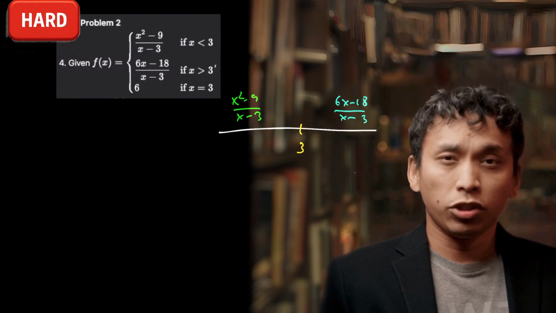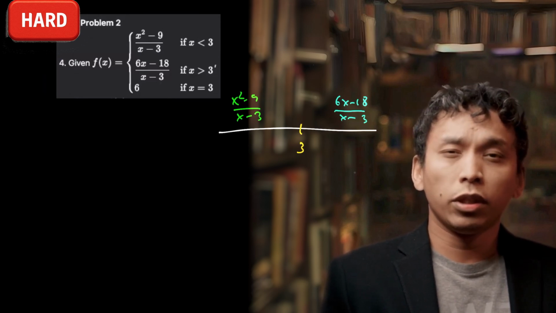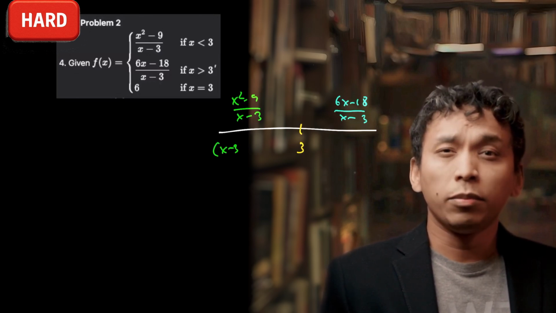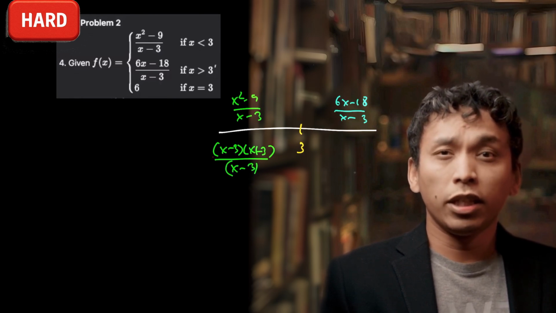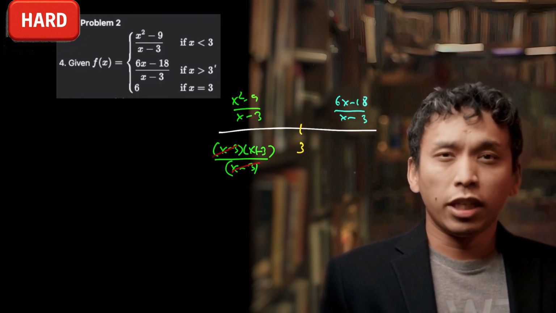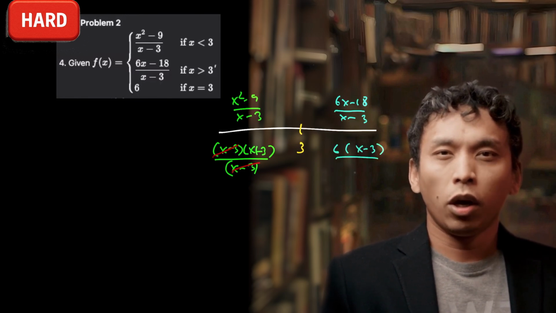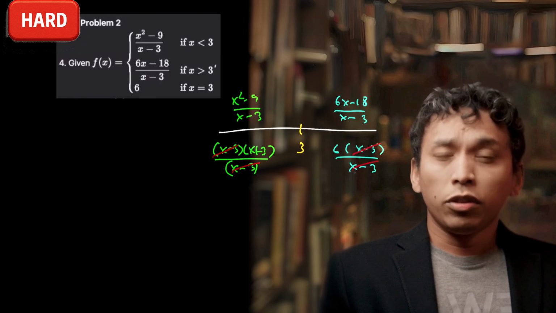So for both functions, we first have to algebraically manipulate them. So for the function less than 3, the x squared minus 9, we're going to rewrite the top as x minus 3, x plus 3, all over x minus 3. So then we see the x minus 3 cancels out. So the left function is just x plus 3. On the right-hand side, we're going to factor out 6, giving you x minus 3, all over x minus 3. So we see that the x minus 3 is canceled out. So it gives you the value of 6.